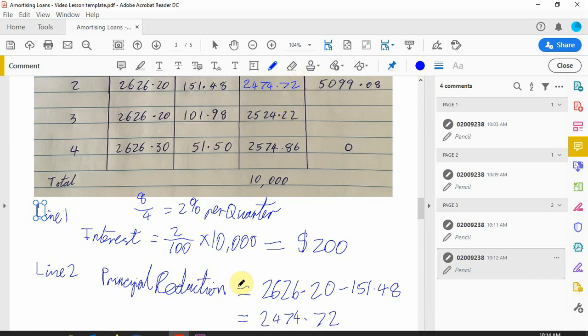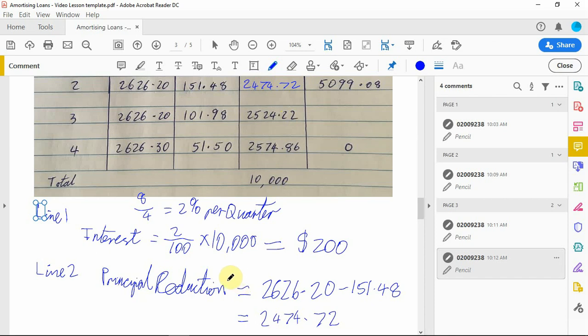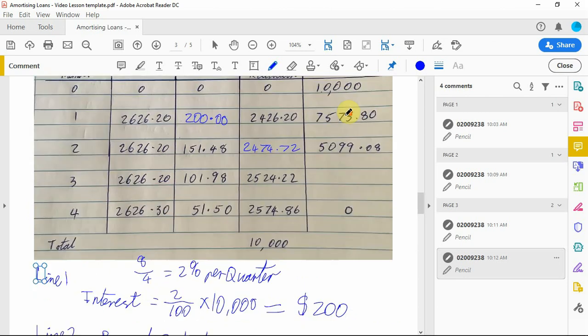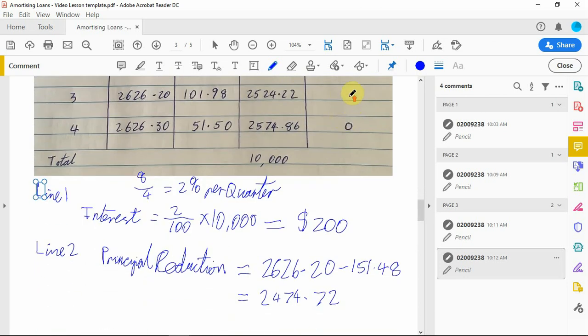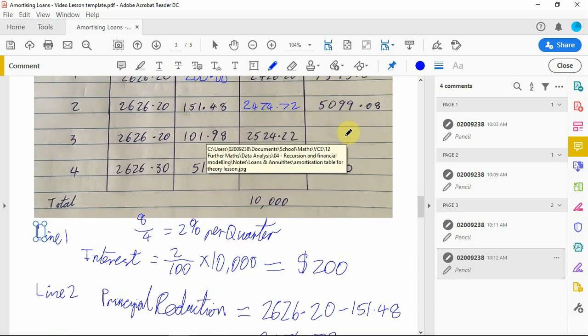All right, then the next part of the question, we're still completing the amortisation table. So what do we got? What we've got here missing now is this last bit. So what is in here? That is our balance owing. So our balance owing is our previous balance minus our principal reduction.